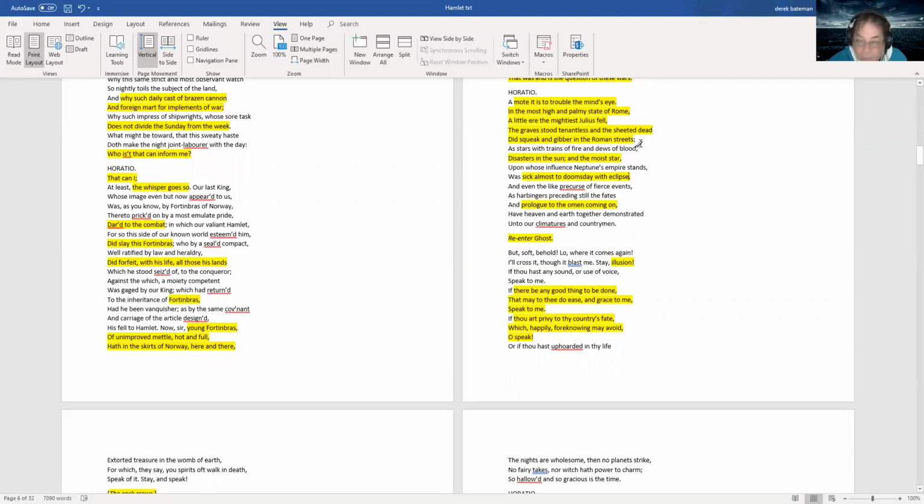I've been speculating that you're trying to tell us that something's wrong. Tell us. "If thou art privy to thy country's fate," the country being Denmark, he recognizes him as the ghost of the king of Denmark, "our fate, which happily foreknowing may avoid." Can you tell us something? Is something going to happen, and are you here to inform us so that we can make sure it doesn't happen, so we can avoid it? "Speak."